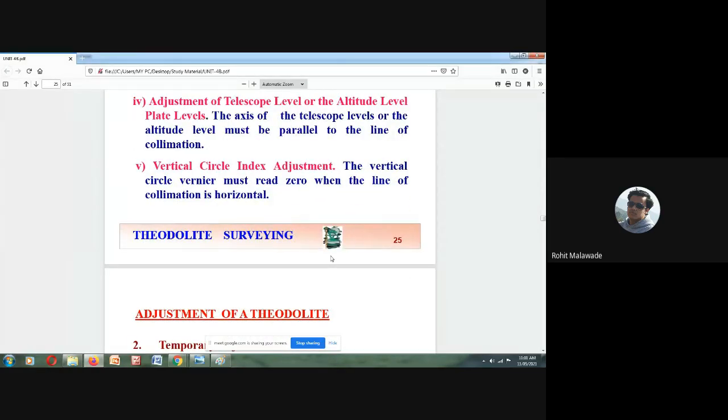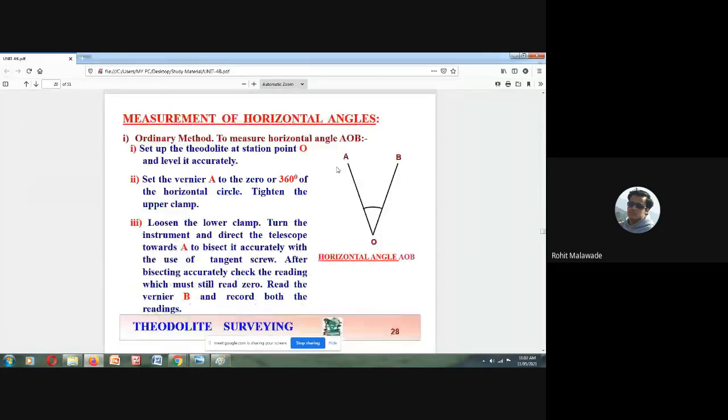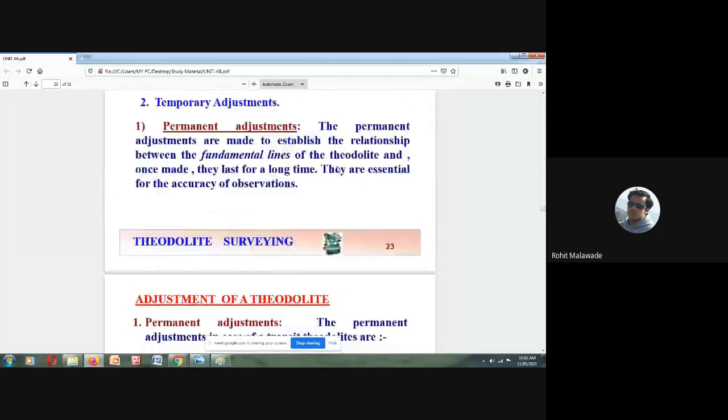Now, the vertical circle vernier must be 0 when we take the reading, when it meets exactly the line of collimation, then the vertical circle is 0. So this is what the different permanent adjustments are. Is it understood? Is it clear? Yes, sir.